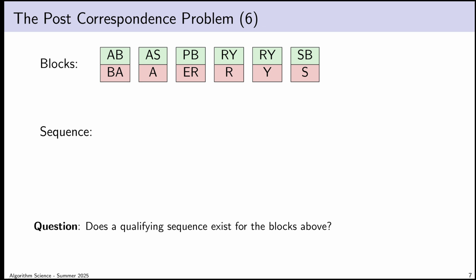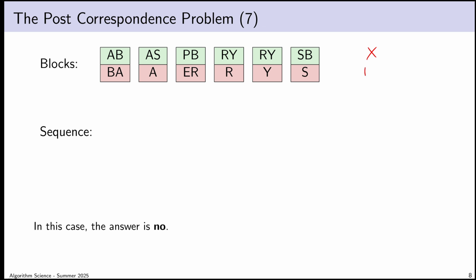Okay, what about this sequence of blocks? Is there a way of choosing some sequence of this sequence of blocks such that I get the same string on the top as on the bottom? Okay, I'll let you think about it. Turns out that the answer is no. Now, I can justify why the answer sort of has to be no here. Notice that there are no blocks that have a shorter string on the top than they do on the bottom.